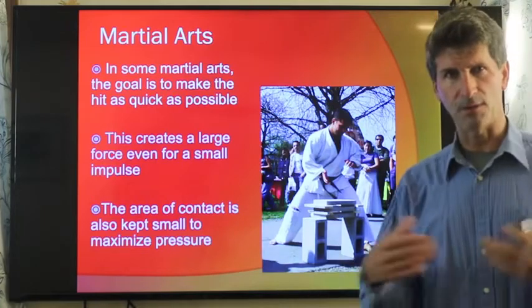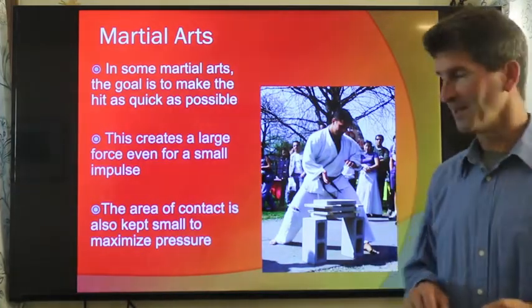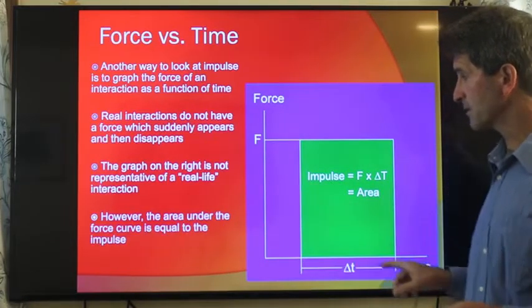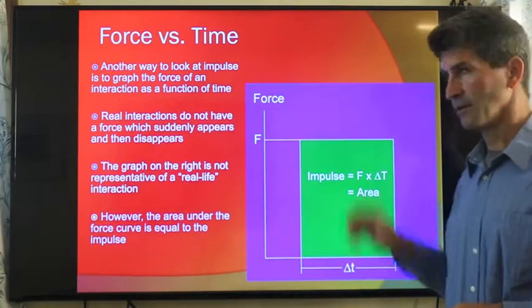Muay Thai, they do that with the shins. You're going to break your hand more than you're going to break any boards or cement blocks. So graphing force as a function of time, the impulse actually is the area underneath the graph.